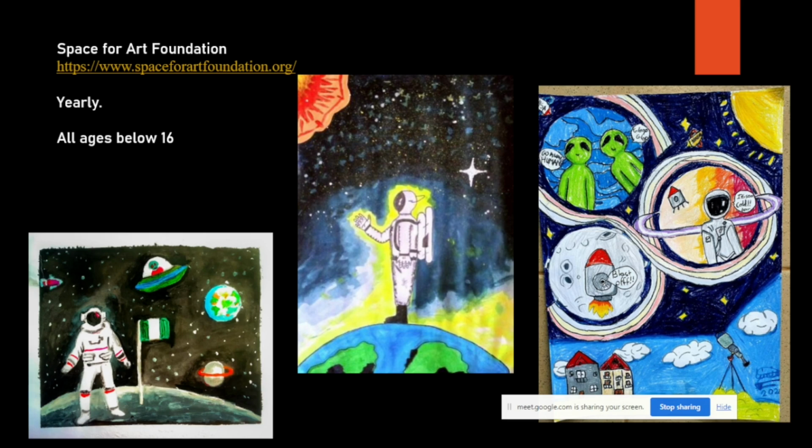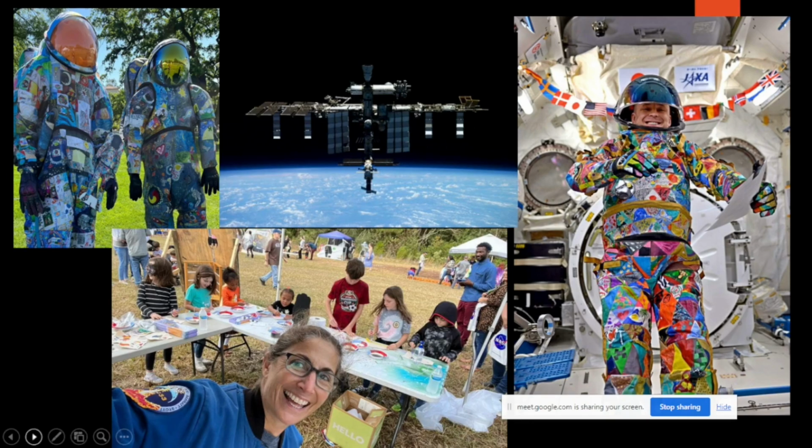So yearly, we have a call where we receive these photos and send them to astronaut Nicole Stott. This is astronaut Nicole Stott. She is a retired NASA astronaut. Right now, she's spending the rest of her life promoting space science all around the world. She's traveling from one country to the other, promoting space science through space art.